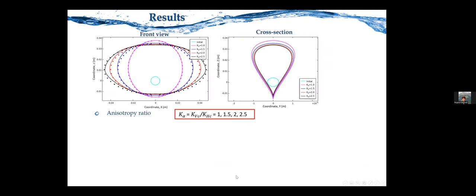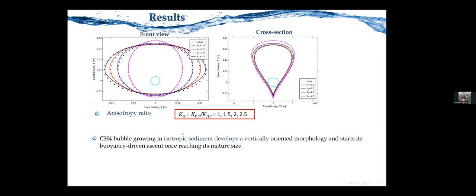And here are the results. First of all, the anisotropy ratio is defined as the ratio of fracture toughness in the vertical direction to that in the horizontal directions. A value of one corresponds to the isotropic case. So in the case of isotropic sediment, bubbles are vertical and start their vertical ascent when they close their tail.